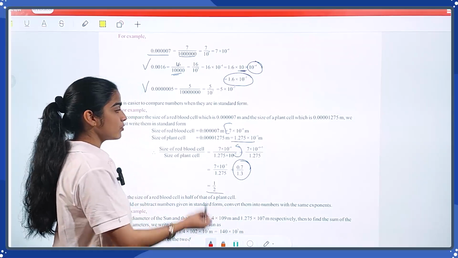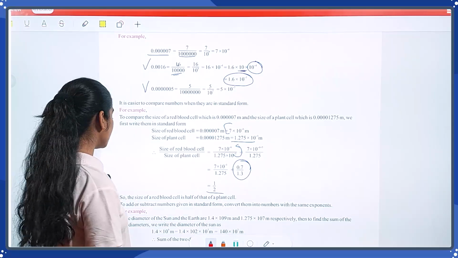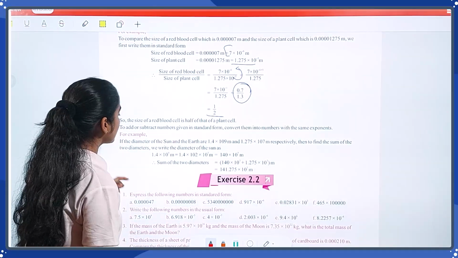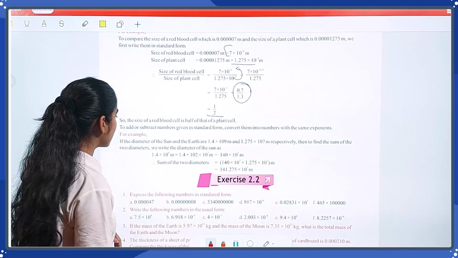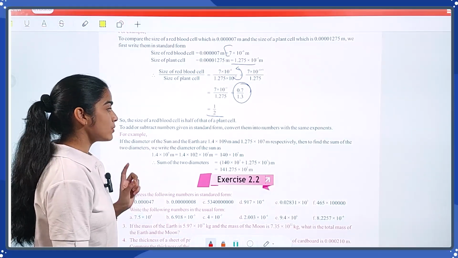So with the help of scientific notation, with the help of standard form, you can easily compare numbers and calculate the difference. So the size of a red blood cell is half of that of a plant cell. To add or subtract numbers given in standard form, convert them into numbers with the same exponents.